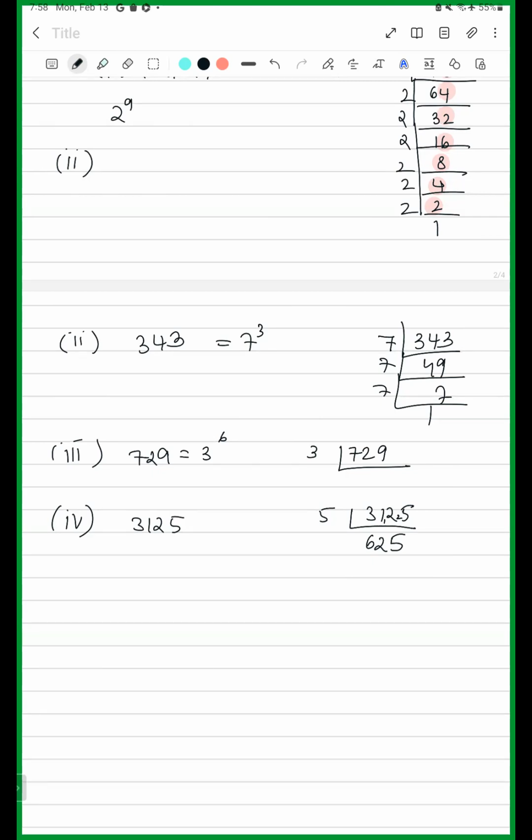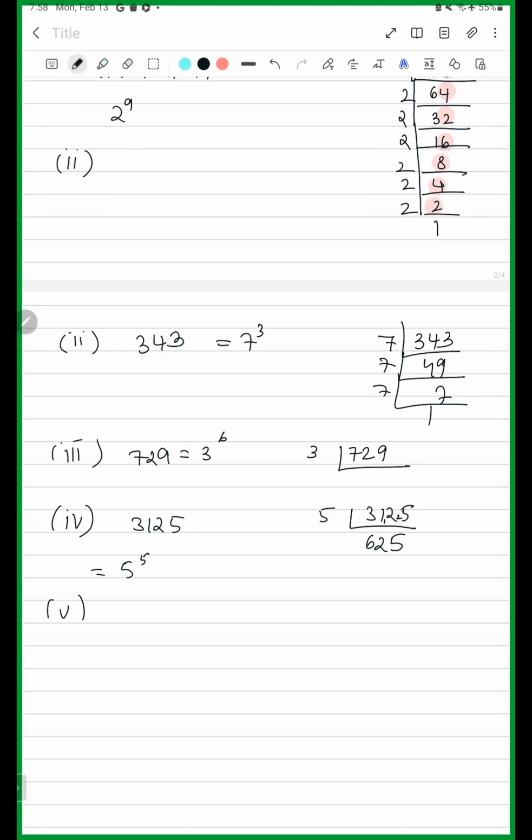5 raised to the power 5. Yes, Hiba, that's right. Very good. Next one.